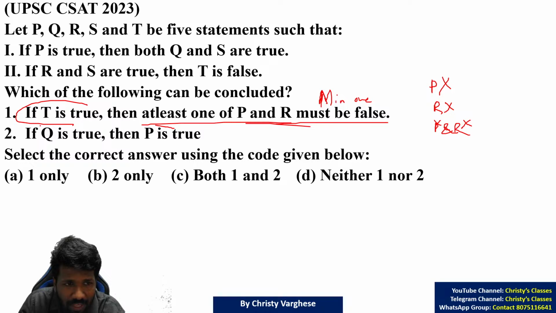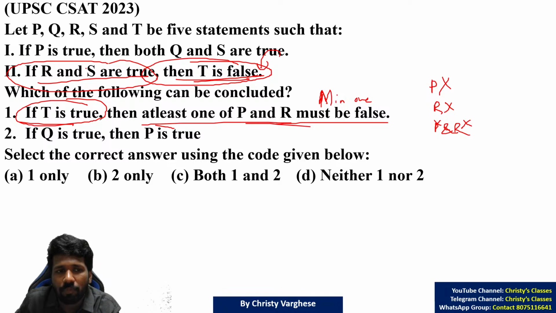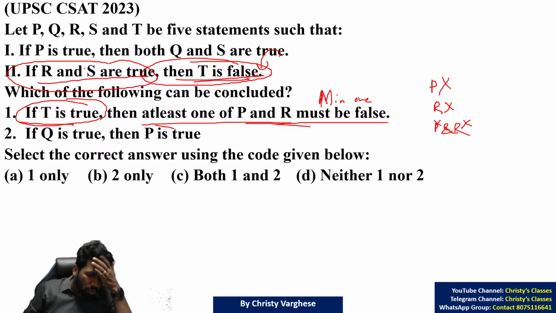Look at this. If T is true, about T it is mentioned in the second statement. If R and S are true, then T is false. That means if T is not false, R and S both being true is not possible.